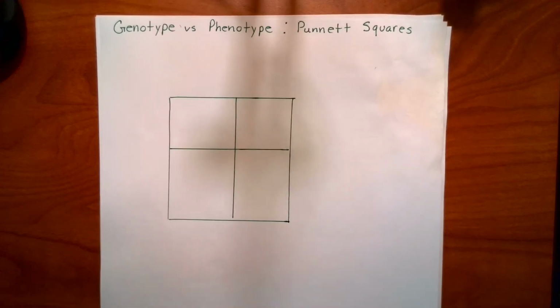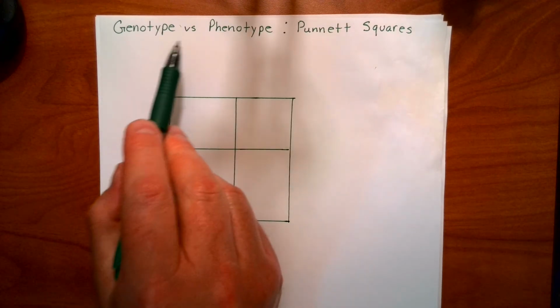All right, so you just saw a video about how traits can be inherited, how traits are the result of alleles, and that you can have dominant alleles and recessive alleles. So what I'm going to talk about now is a little review of genotype versus phenotype.